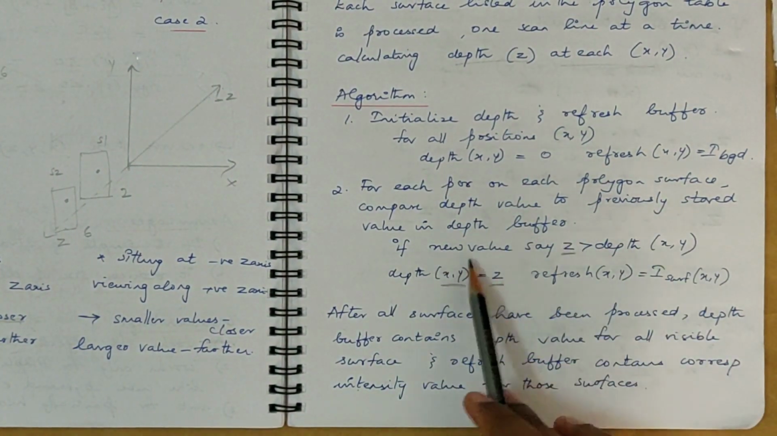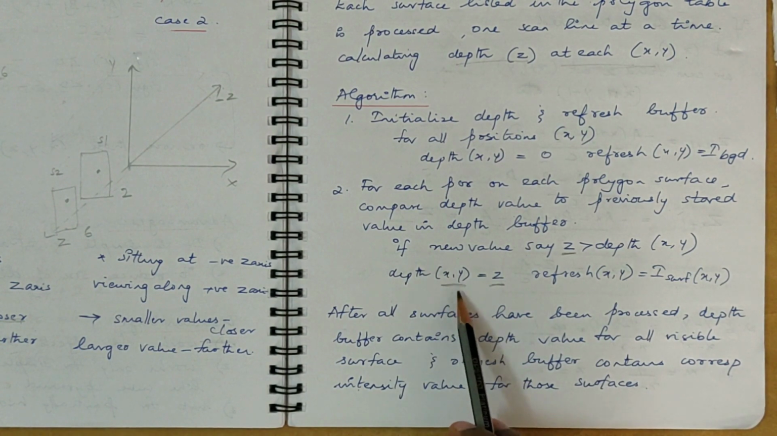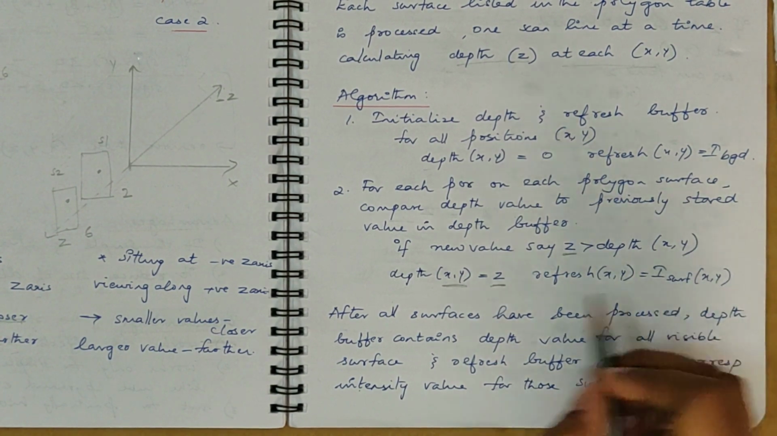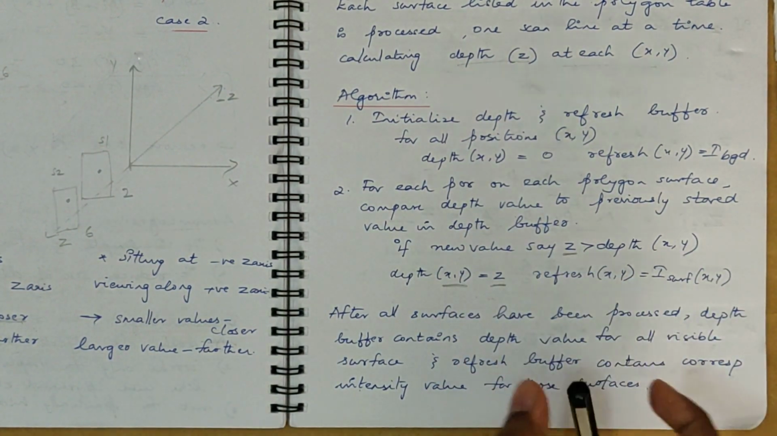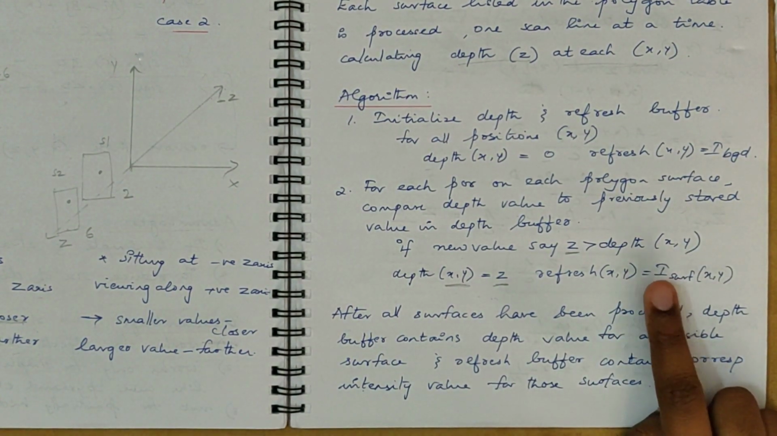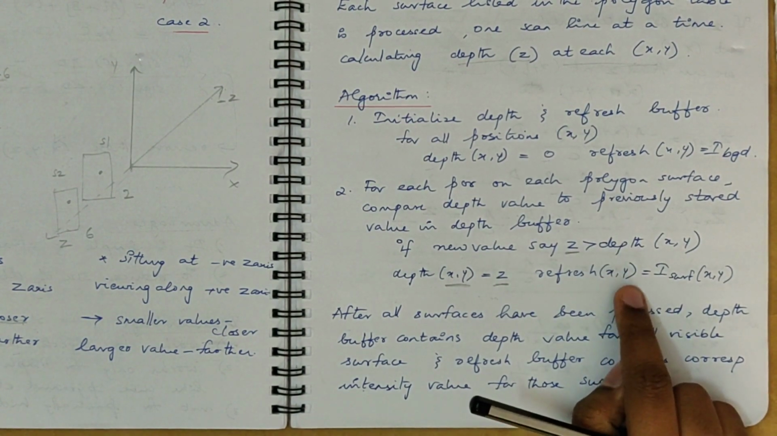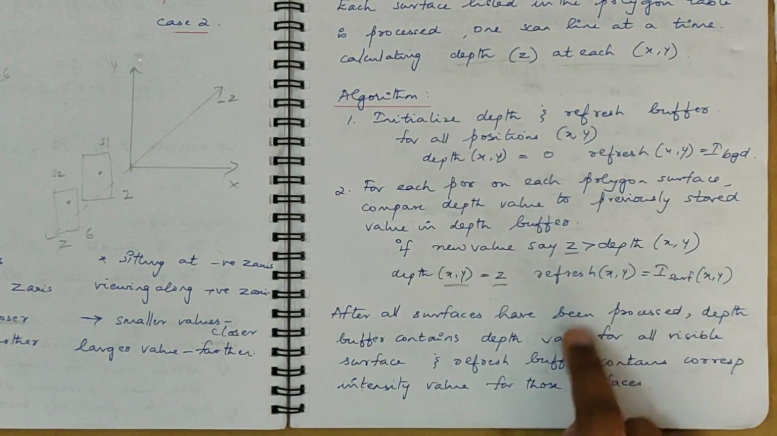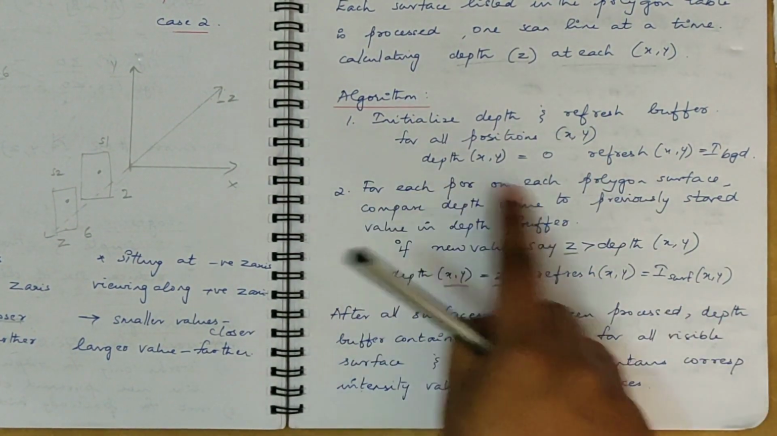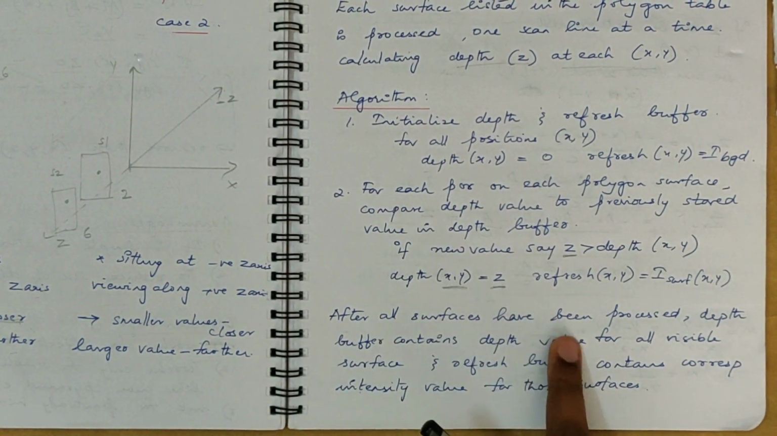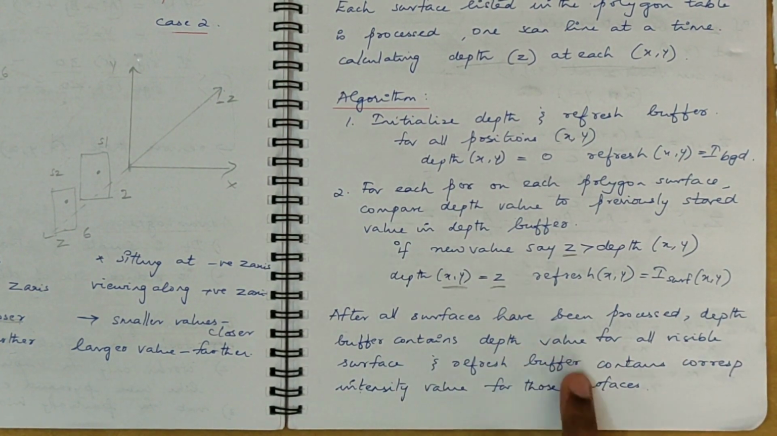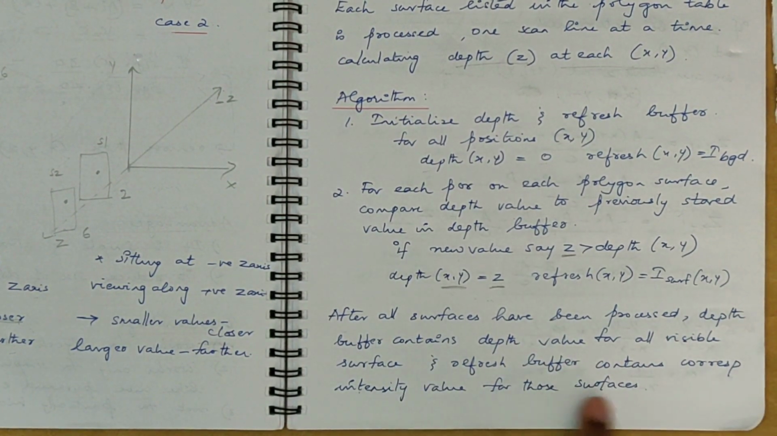That is the step written here. If the new value is greater, then the current depth of xy will change to the new value z. Also, the intensity of that pixel position, whatever RGB component you get, will be stored in the refresh buffer for that pixel position. You keep doing this for all the surfaces. First you take one surface and do all the steps, then take the next surface and repeat. After all surfaces have been processed, the depth buffer contains depth values for all visible surfaces, and the refresh buffer contains the corresponding intensity values.